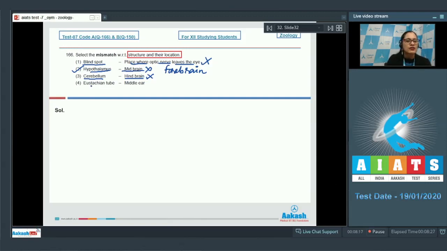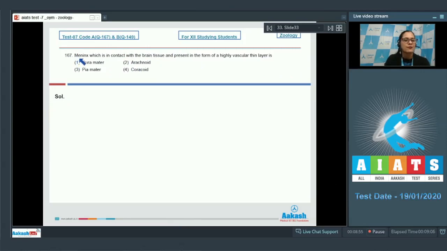And the last match given is eustachian tube, and the match is middle ear, and as it is also a correct match, this cannot be a correct answer to our question. Eustachian tube equalizes the pressure on either side of tympanic membrane. So the correct answer to this question is option number 2. Let's move on to the next question.